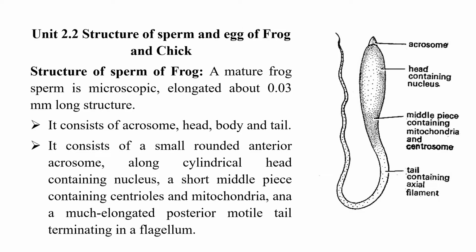In this session, we shall study about the structure of sperm and egg of an amphibian and the chick. The example that we have selected here for amphibian is the frog. So now let us first look into the structure of a mature spermatozoa of frog.